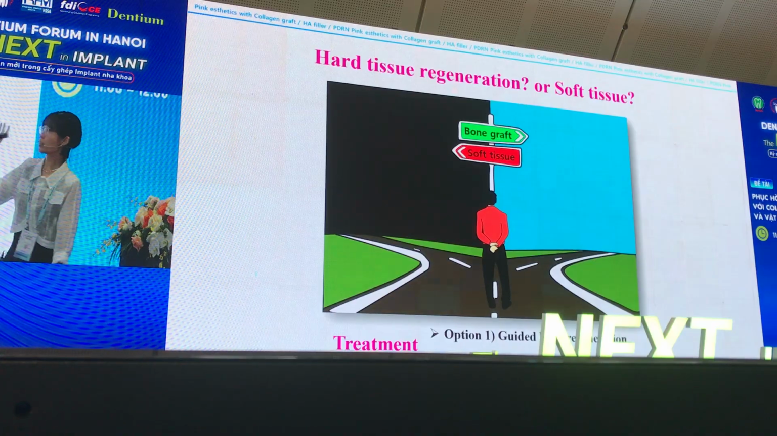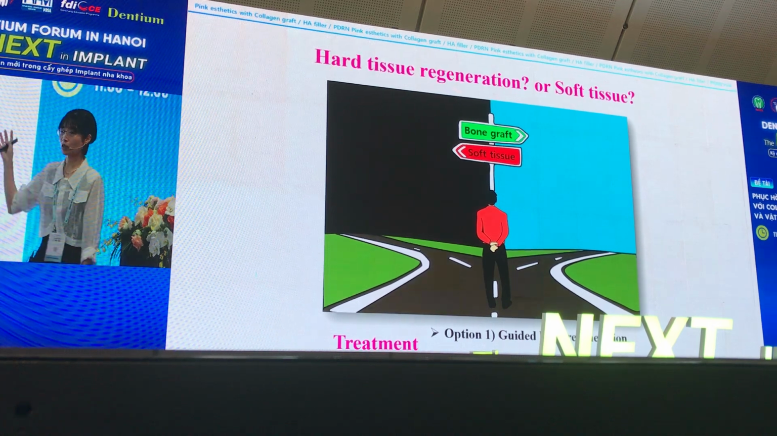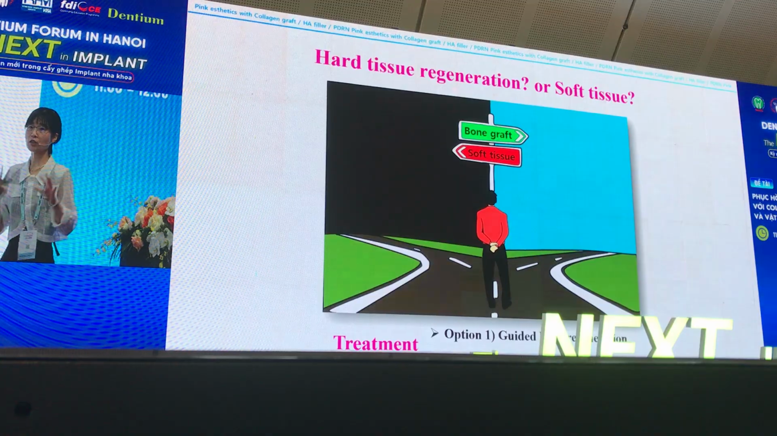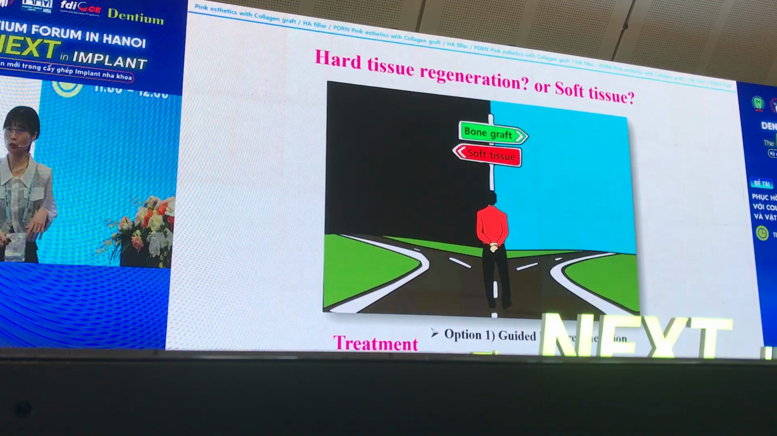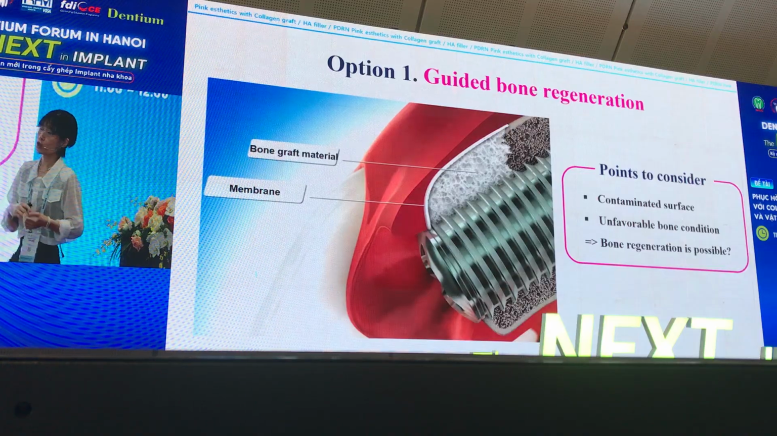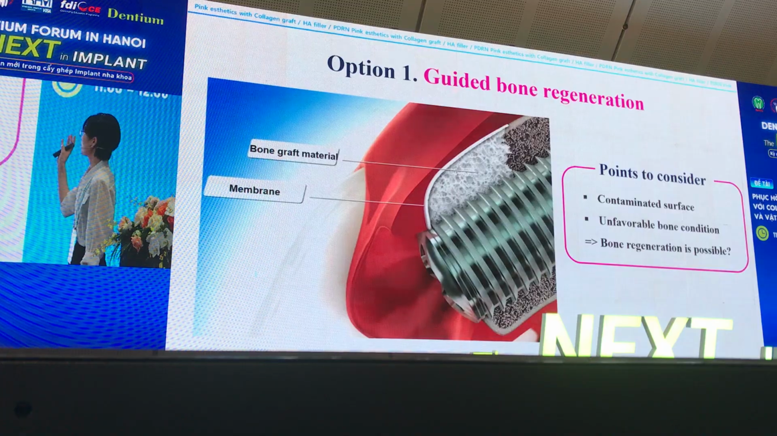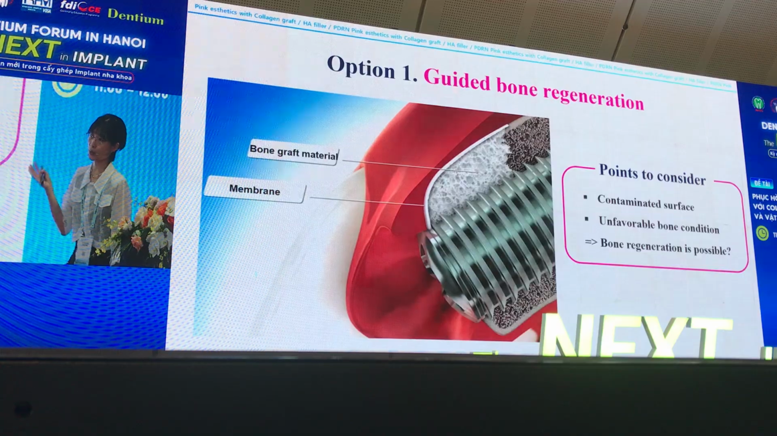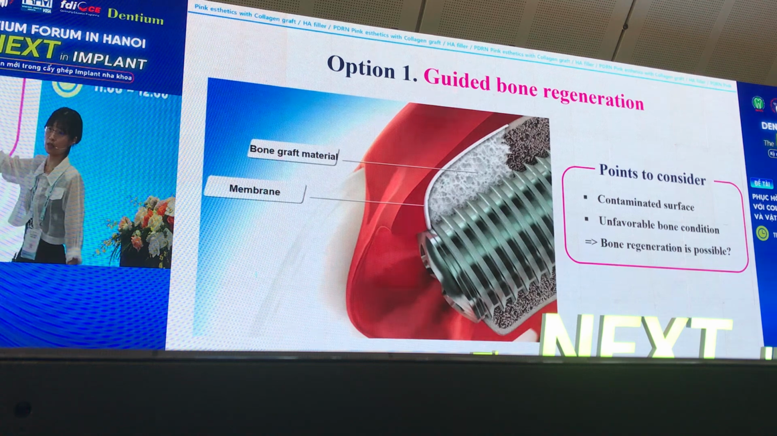Because there's no buccal bone, we have to do hard tissue regeneration or just soft tissue regeneration. So there are two options. Option one is GBR and option two is soft tissue regeneration. Let's look at option one, GBR. You have to think about this point because it's already a contaminated surface and it also has a lower osteogenic potential because there is no wall, right?